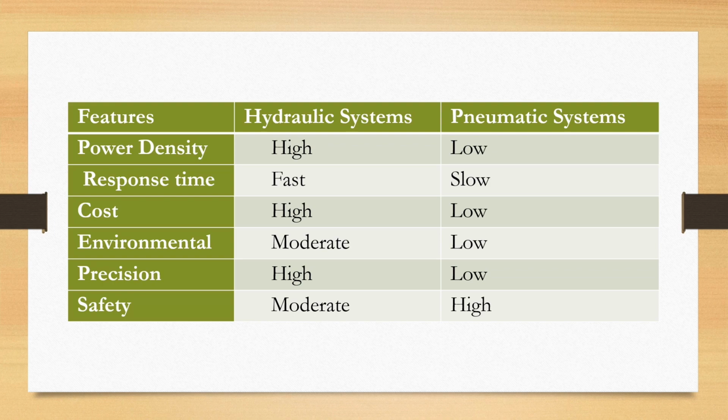These are the features of the hydraulic system and pneumatic system. For the hydraulic system, power density is high, response time is fast, cost is high, environmental impact is moderate, precision is high, and safety is moderate. For the pneumatic system, power density is low, response time is slow, cost is low, environmental impact is low, precision is low, and safety is high.